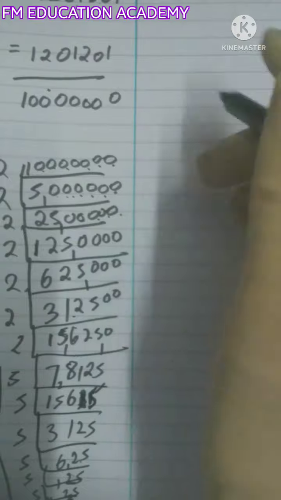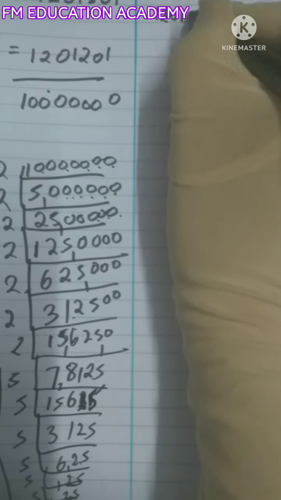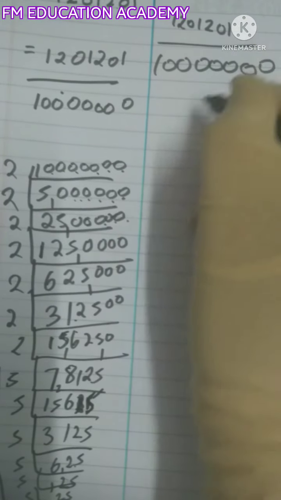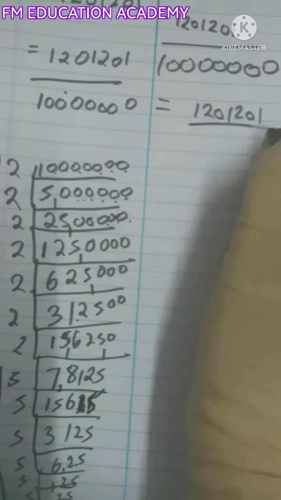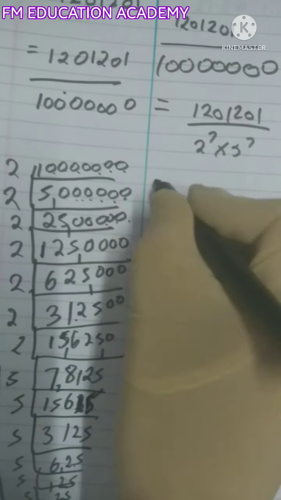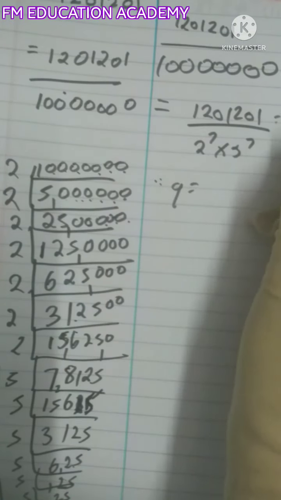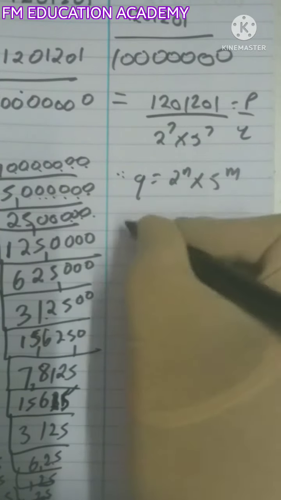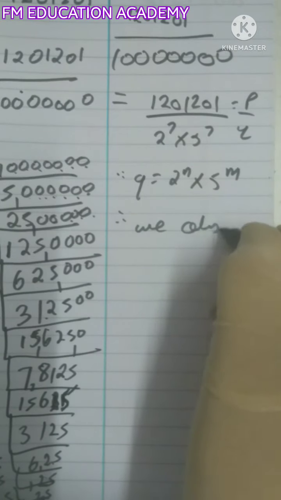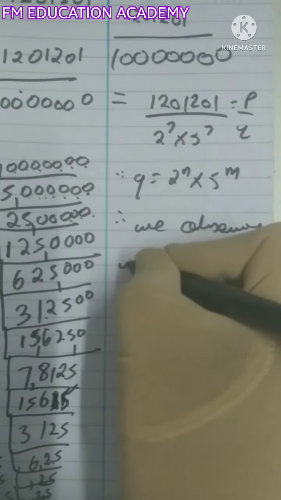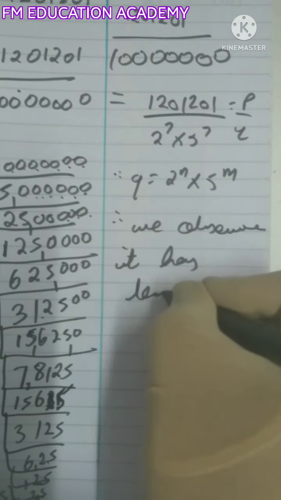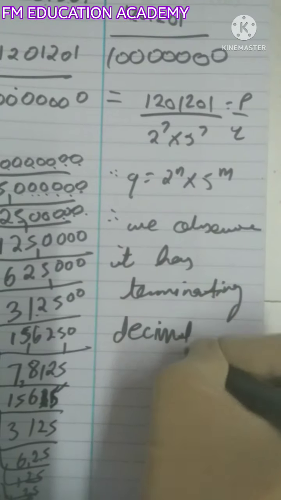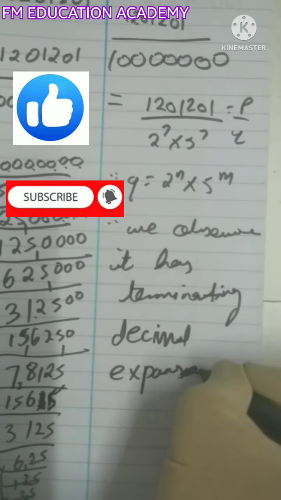Okay, so how can I write it? 1201201 by 1 2 3 4 5 6 7 can be written as 1201201 by 2 power 7 into 5 power 7. We can write since q is equal to 2 power n into 5 power m form. Therefore, we observe that it has a terminating decimal expansion. Okay.